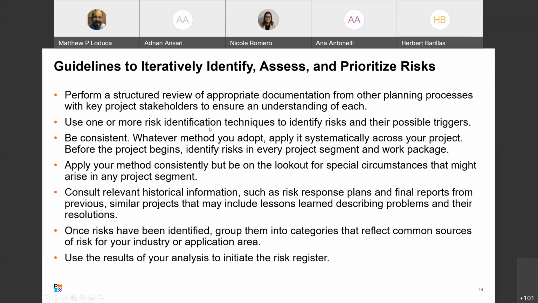Be consistent. Whatever method you adopt, apply it systematically across your project. Before the project begins, identify risk in every project segment and work package. Again, this is not Agile. We do not do this kind of thing in Agile because guess what? We don't even know all of the stuff that's going to be happening yet and all of these work packages. At the onset, before the project even begins, we don't even know half of that stuff. Identifying risk in things that you may not even have to deliver down the road is a waste of time and money, and it's not something that we would do in Agile.